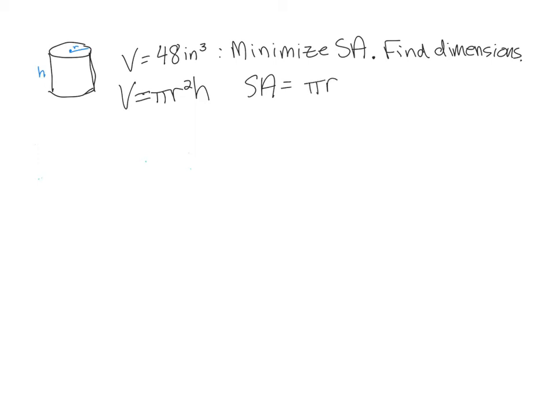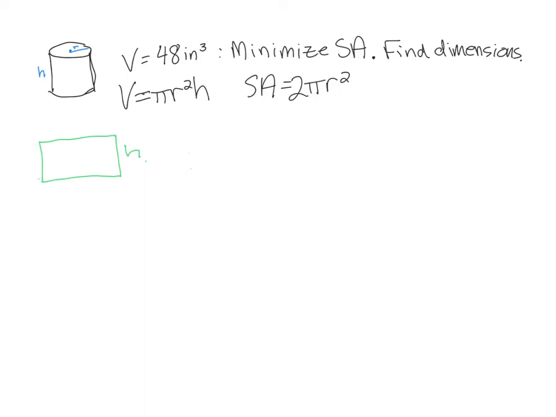Pi r squared. They're both the same, so you have two of them. But what about the sides of the can? Again, I'm going to draw something. If I take the label off of a soup can and lay it down on the table, it's just a rectangle, right? And it has the height of the can.